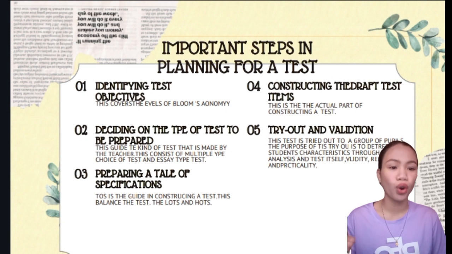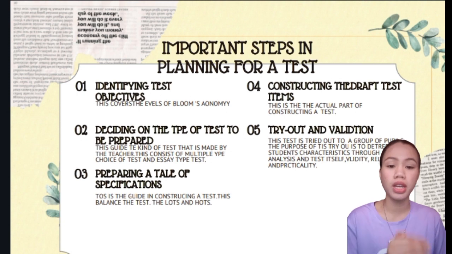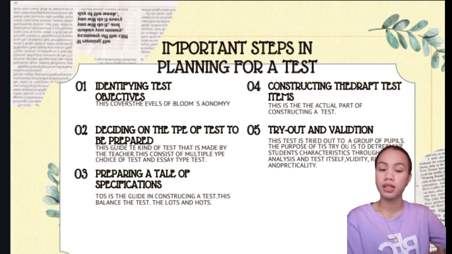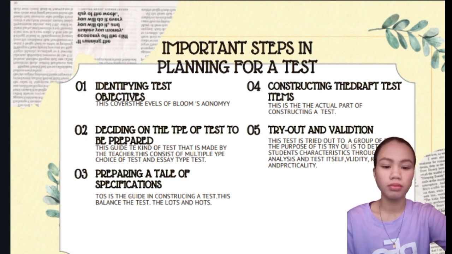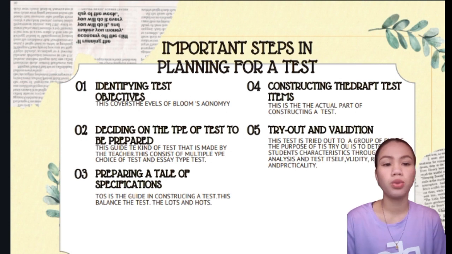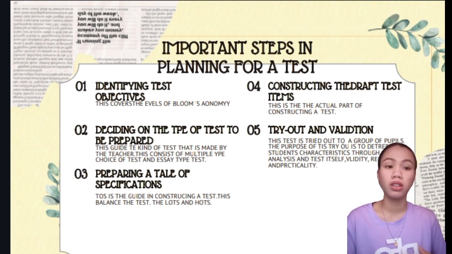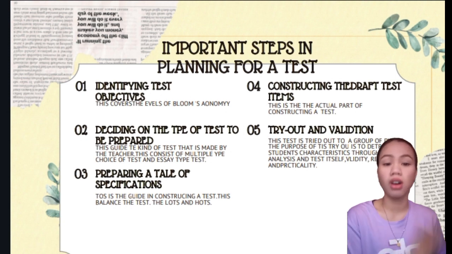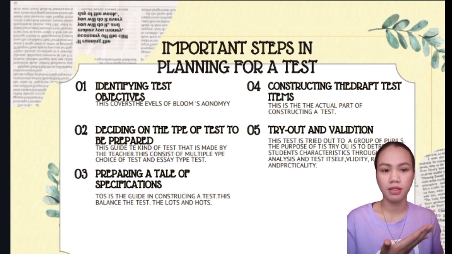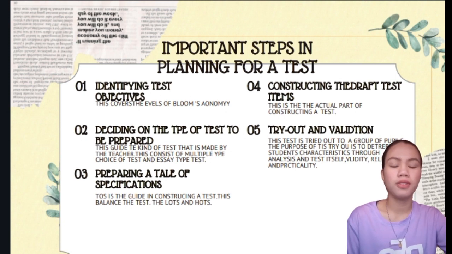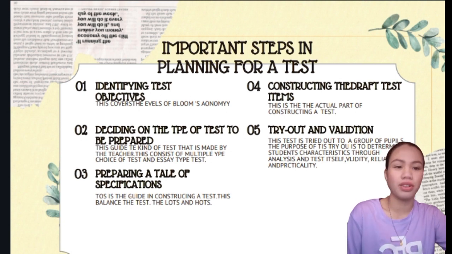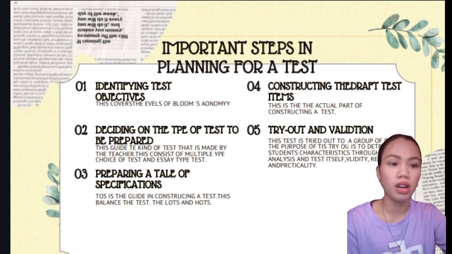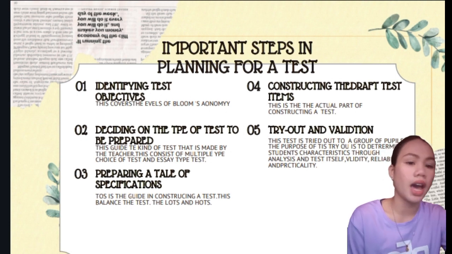LOTS stands for lower order thinking skills, and the higher order thinking skills are the HOTS. So I'm going to show you an example of the two-way TOS. Here is the two-way TOS in an English 5 test. Here are the objectives, the number of classes in the section, the number of items, the percentage of the items, the cognitive level, the type of test, and the item placement.